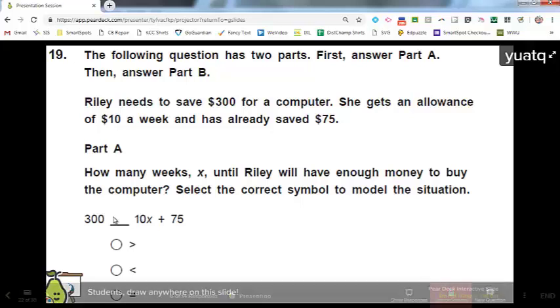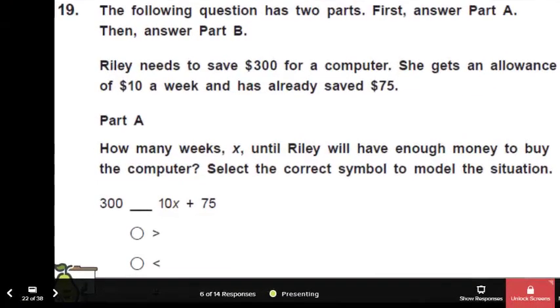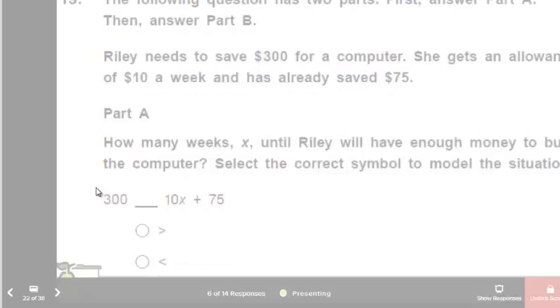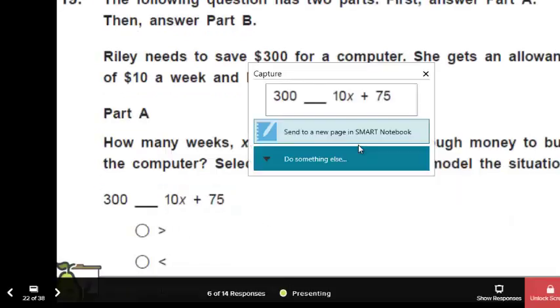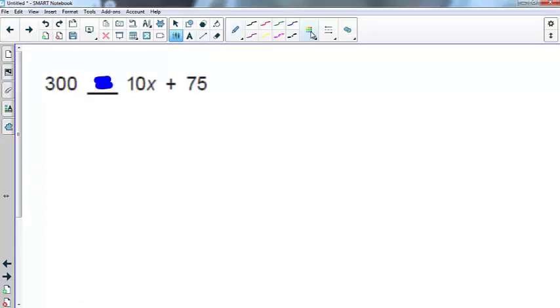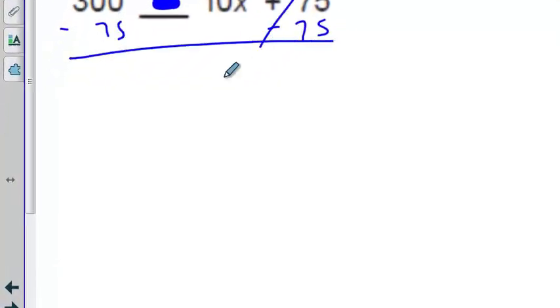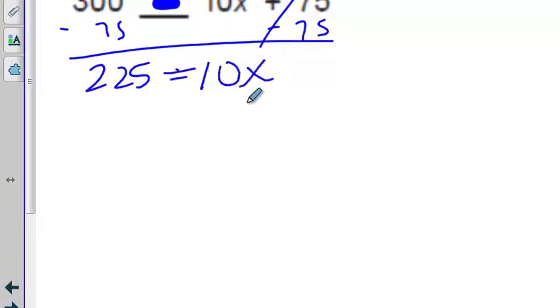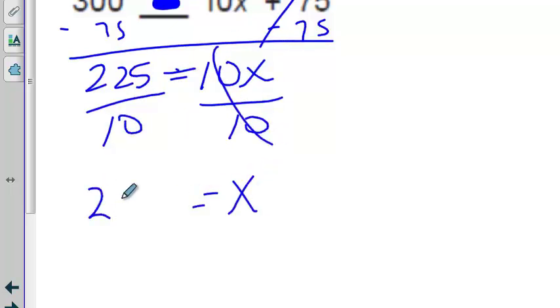If I solve this, let's say we put an equal to in there. I would subtract 75 from both sides, right? So I get 225 is equal to 10x. Divide by 10, what do I get? 22.5.